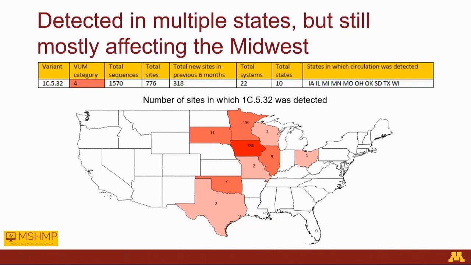And again, I like to point out the similarities with the emergence of 1C.5 in 2020. This is exactly what we were seeing in the early days of the 1C.5 emergence as well. So it's following a very similar pattern in terms of spatial distribution as well.